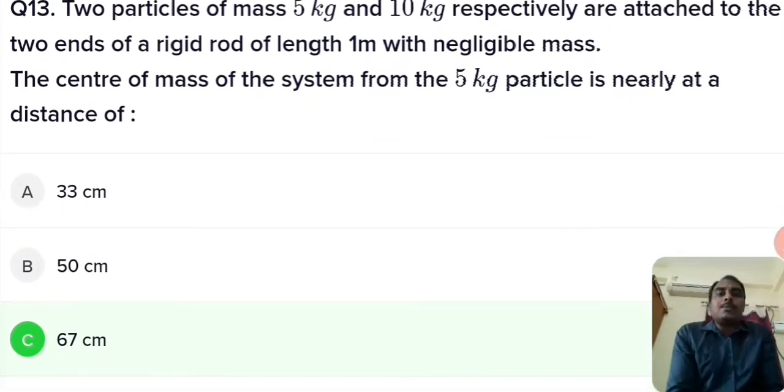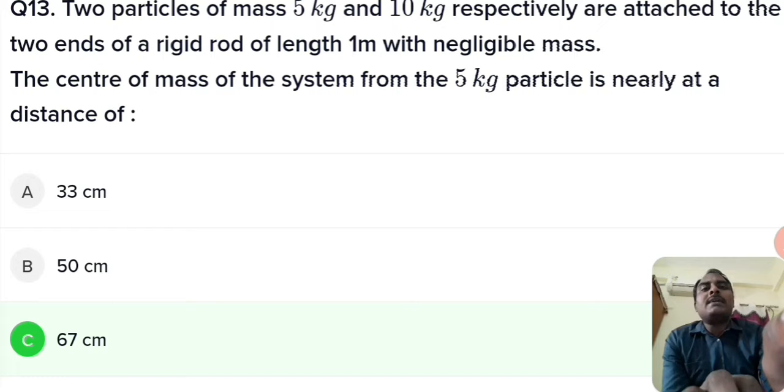Next, the 13th problem. Two particles of mass 5 kg and 10 kg respectively are attached to the two ends of a rigid rod of length 1 meter with negligible mass. So the rod doesn't have any mass. The center of mass of the system from the 5 kg particle is. So it is a center of mass problem. They are asking the distance of the center of mass for a two particle system.